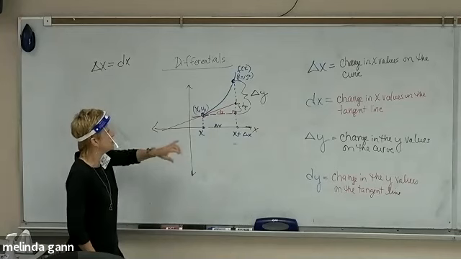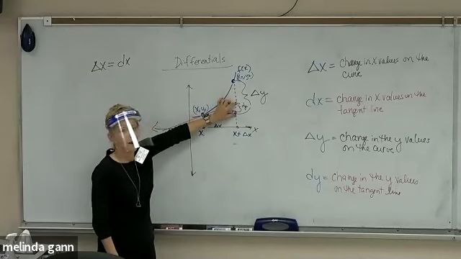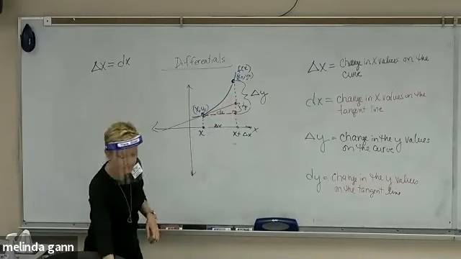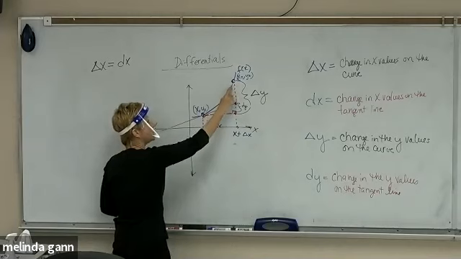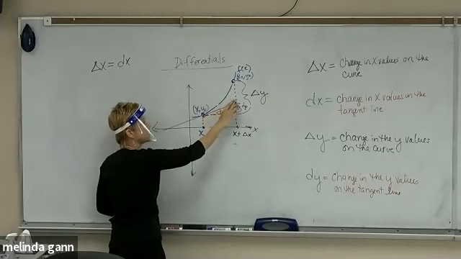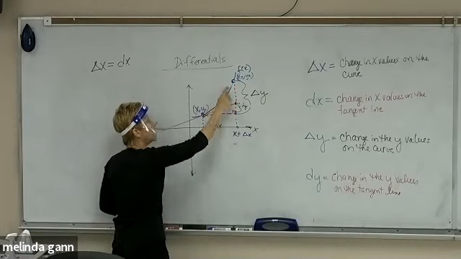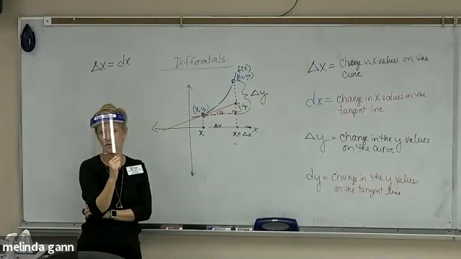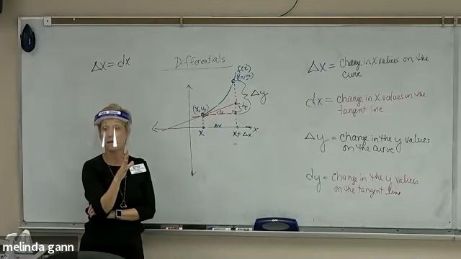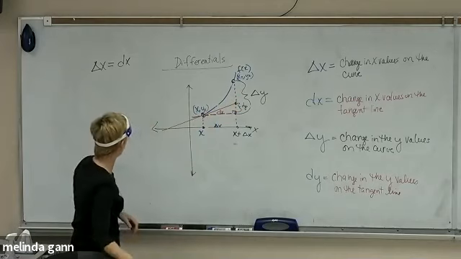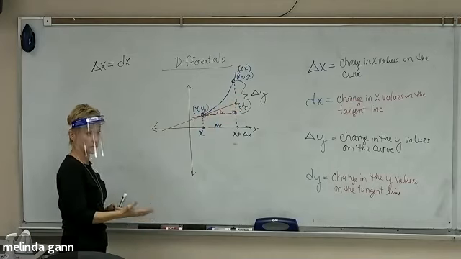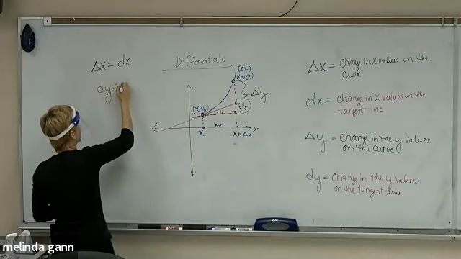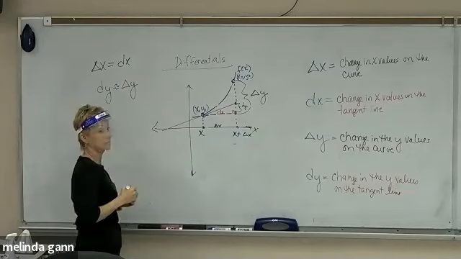Okay, now, but you see the difference? This delta y and this dy are not the same. But look what happens. If you move this point down this curve, what's going to happen to delta y and dy when this point is really close to this point? What is true about those two values? They start getting closer. So what happens is, with certain conditions, delta y is approximately equal to dy.